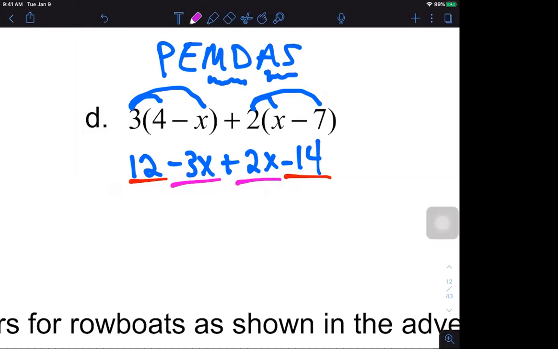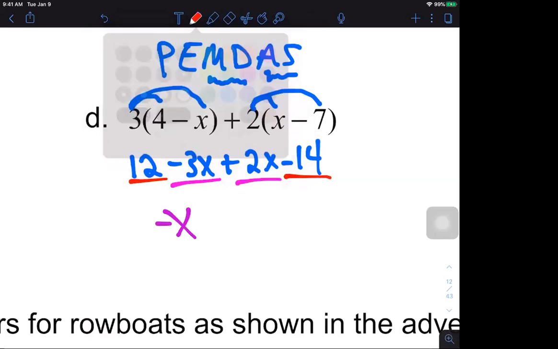Jason, what do we get there? Negative 5x. No, not negative 5x, because that's a positive 2x. So it'd be negative 3 plus 2 more of it. So in this case, negative 1. Good. Negative 1x, or we would just say negative x.